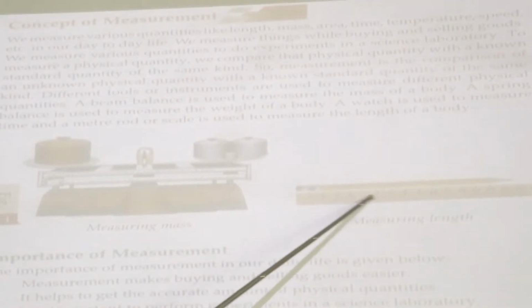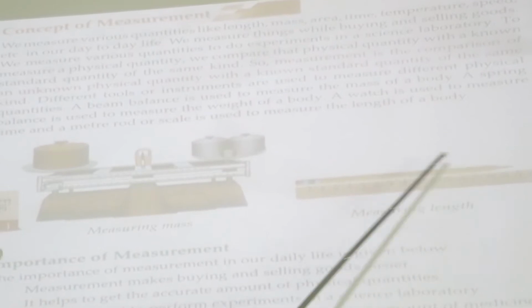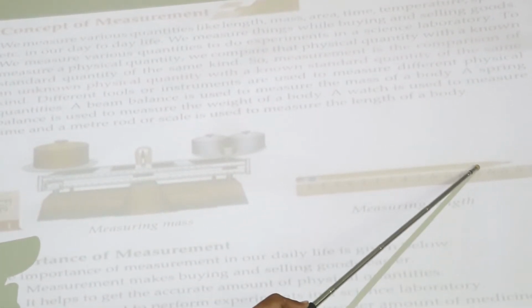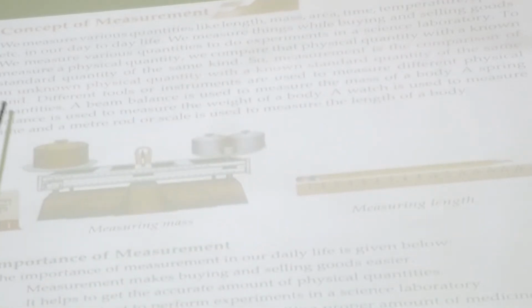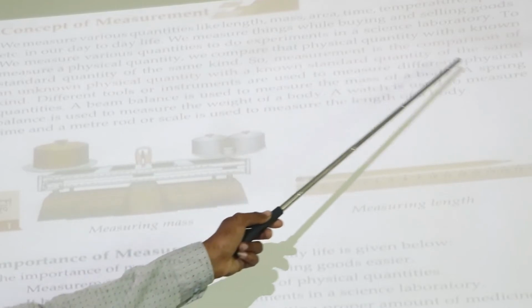These are the physical quantities, and the standard quantities mean the actual quantities. Like this scale is a standard quantity and this pencil is a physical quantity. When we measure, we use the standard quantities on the physical quantities to get the measurement. So, measurement is the comparison of an unknown physical quantity with a known standard quantity of the same kind.